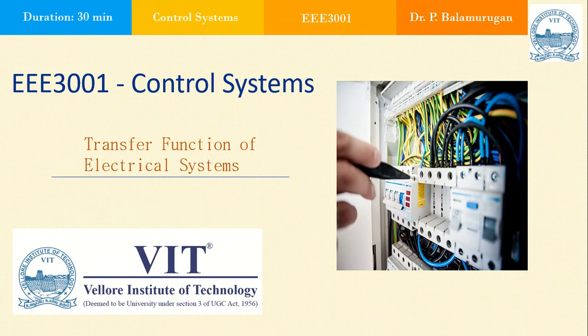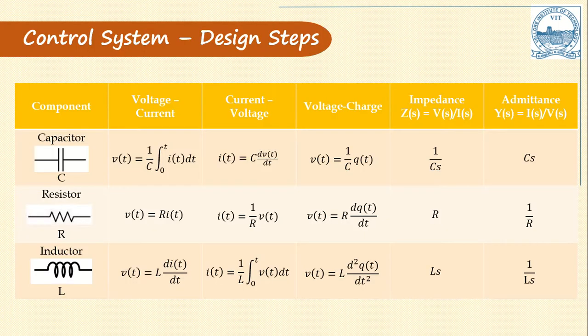Hello all. In this video we'll be discussing the transfer function of an electrical system. Before getting into that, we need to know the relation between the voltage and current across various electrical elements. We have three passive elements in an electrical network: resistor, inductor and capacitor, for which the voltage and current relationships are listed in the table.